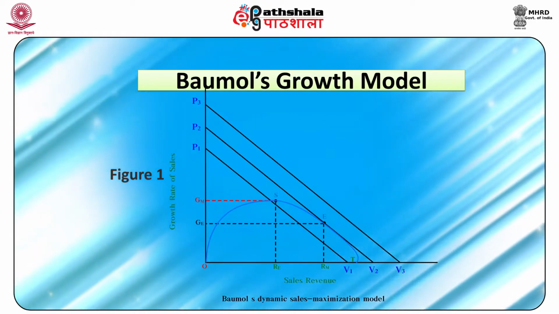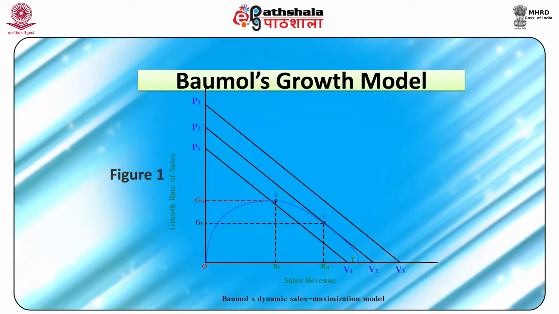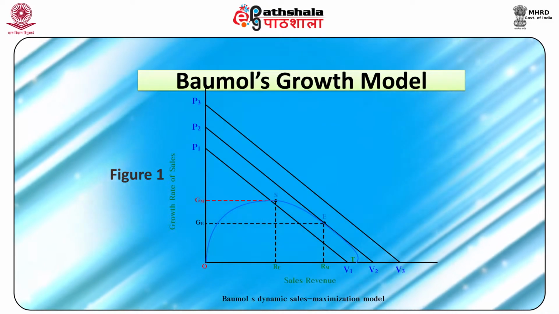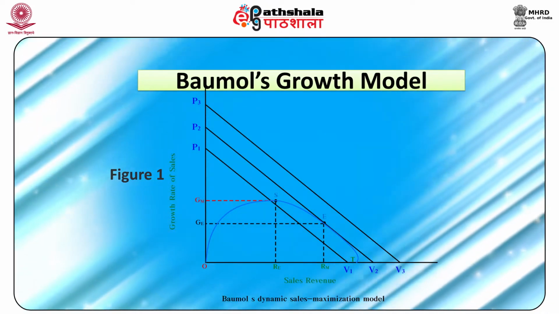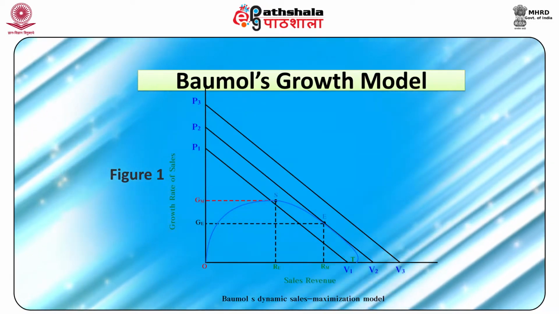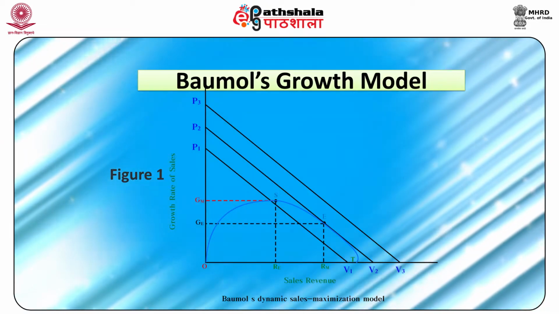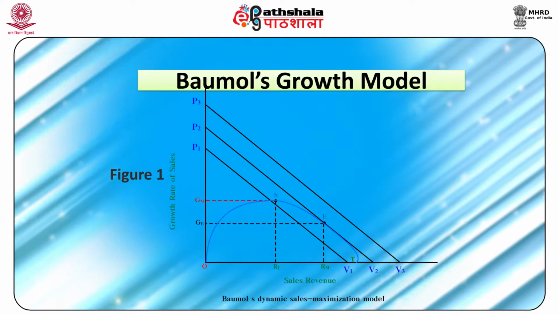For the initial level of sales revenue, the growth function is a mirror image of the profit function. The highest rate of growth, GM, is reached where profits are maximized at sales level RM. Figure 1, Baumol's dynamic sales maximization model. Beyond this point, the profit falls and consequently achievable growth rates also fall.